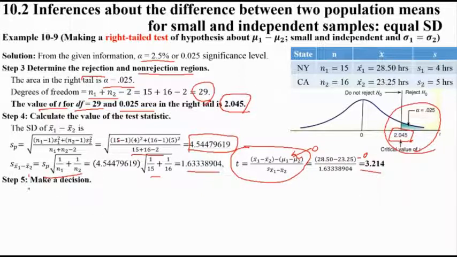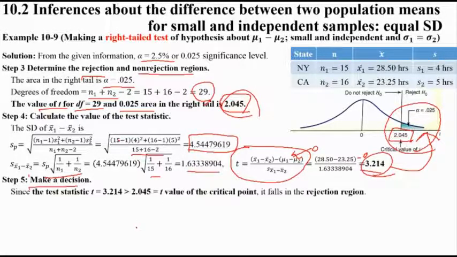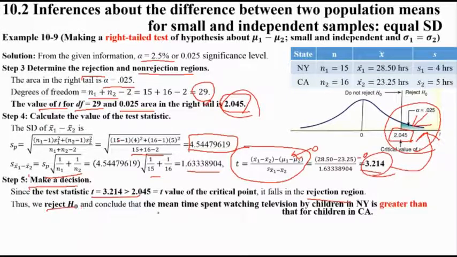All right, so make a decision. Compare this number to this number. So 3.24 looks like about here. So it is greater than 2.045, falling into the rejection region. So we should reject. So the mean time spent watching TV in New York is greater than California. You can see the numbers, right? It looks like New York is a lot, even with the standard deviation a little bit, so we can see greater.